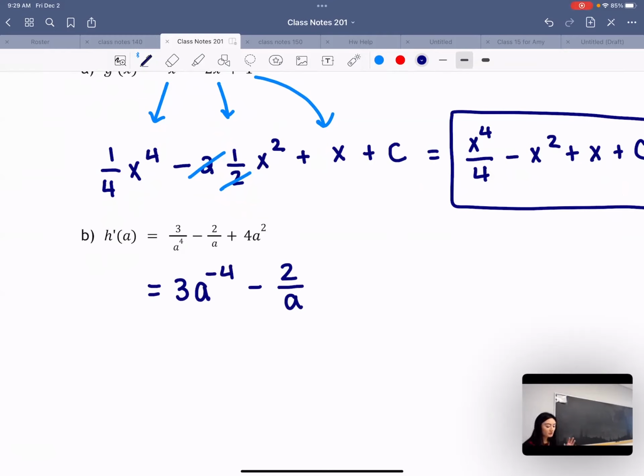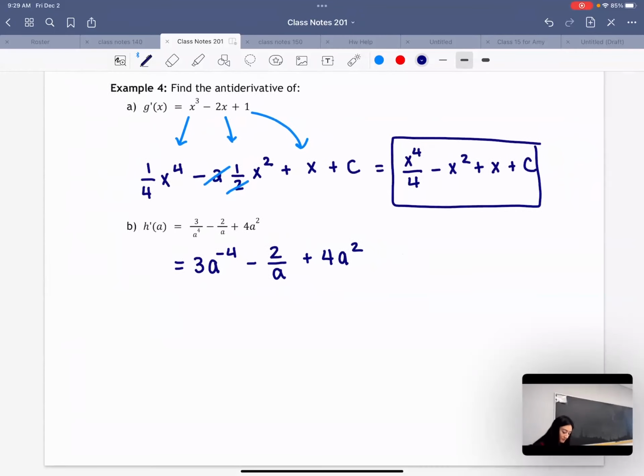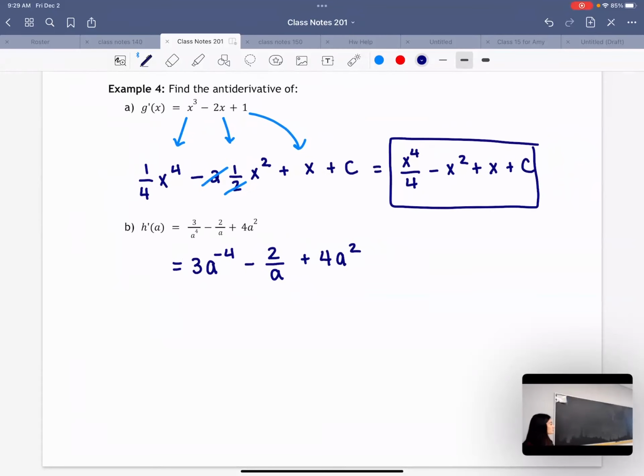Yeah, right. The power rule in the reverse direction doesn't work for something like 2 over x. 2 over a is going to use the ln rule. So I'm going to leave that one alone, but I changed the first one. And I'm going to leave the 4a squared there. So let's do the antiderivative of each piece here. How can I find the antiderivative of 3a to the negative 4?